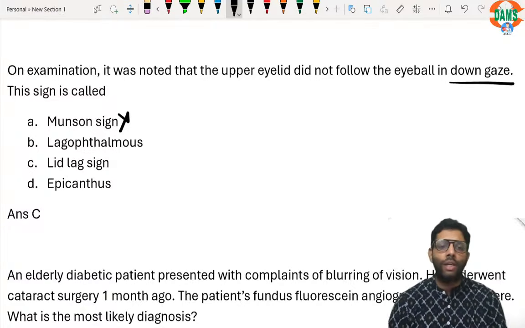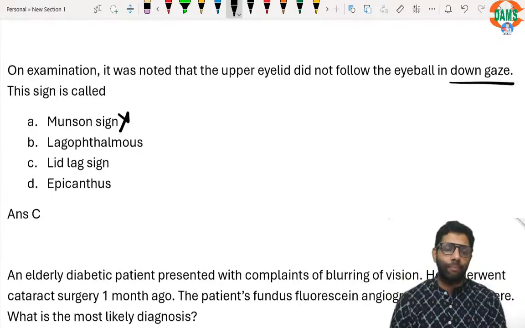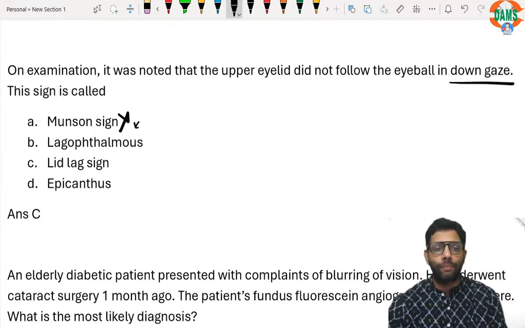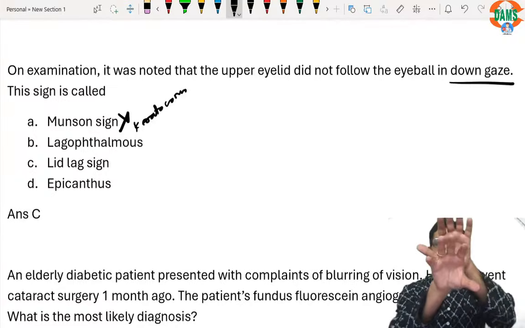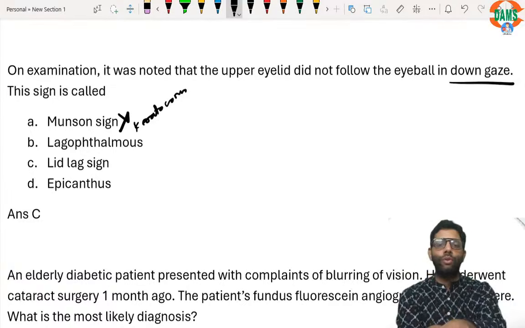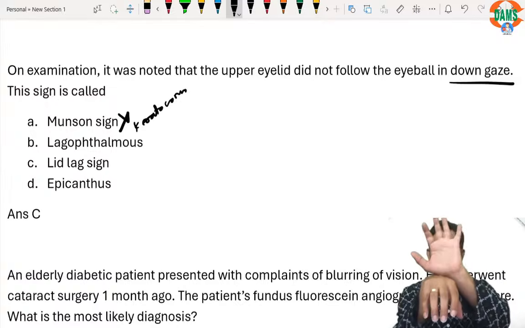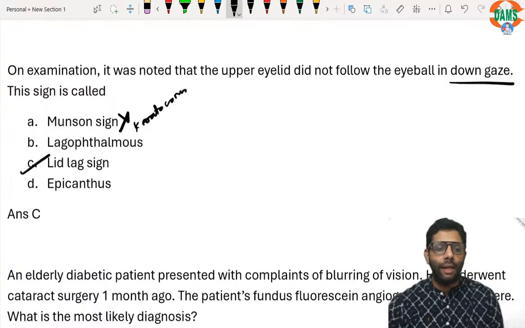Now that is seen in down gaze, yes, but Munson sign is the bulging of the lower eyelid in down gaze in keratoconus. That is not the answer here. Normally our upper eyelid follows the eyeball in down gaze because the LPS muscle relaxes and follows. But when it does not follow, it is lagging behind. The name says it is lagging behind, it is lid lag sign.